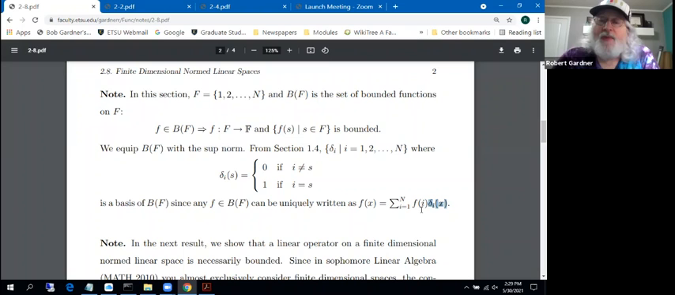equals f of 1. And similarly, when we plug in x equals 2, we'll get f of 2 equals, well, 0 plus 1 times f of 2 plus 0 times f of 3 plus 0 times f of 4. It just picks those individual components out using this kind of characteristic function idea.